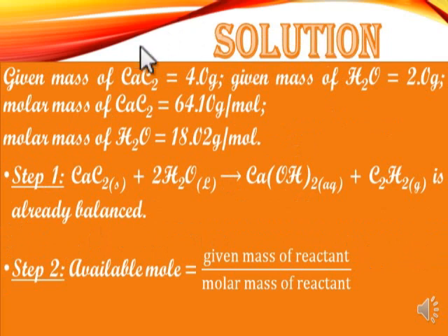Solution. The given mass of calcium carbide in the question is 4 grams. The given mass of water is also given to be 2.0 grams. Now the molar mass of calcium carbide is 64.10 grams per mole. Watch my video on how to calculate molar mass, you will know how it was calculated. Now the molar mass of water is calculated to be 18.02 grams per mole.